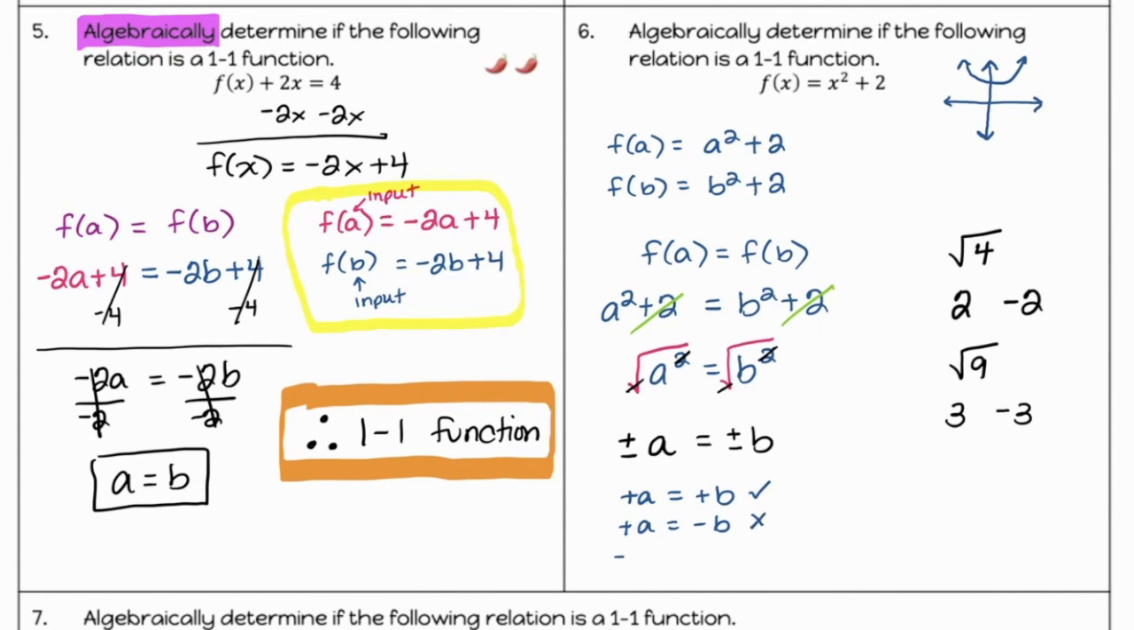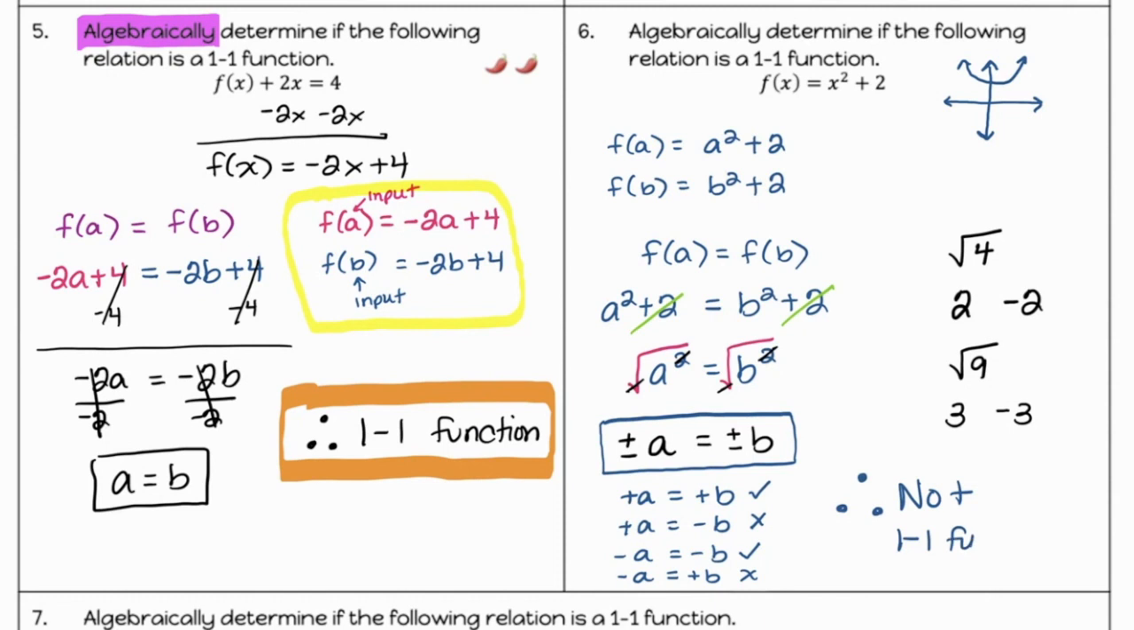What if I had negative a equals negative b? Again, that would be true because if I divide both sides by negative 1, I end up at a equals b, which is what we wanted. But what happens if I have negative a equals positive b? Then again, I'm not able to show it. Since I have this situation occurring here, I am not able to show that one-to-oneness. So I have to conclude that this is not a one-to-one function.